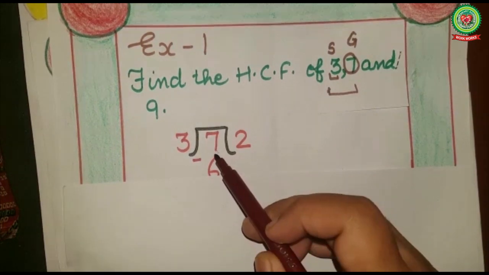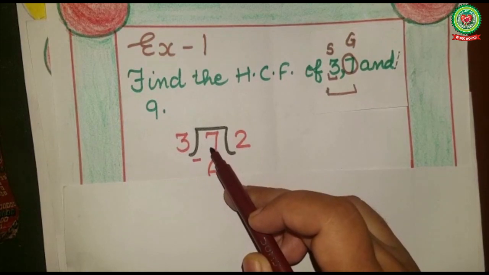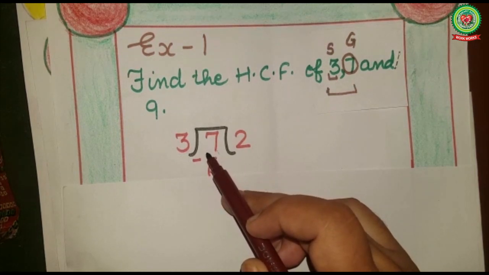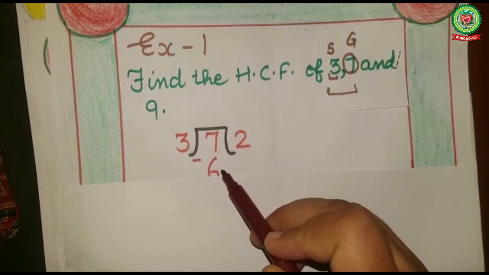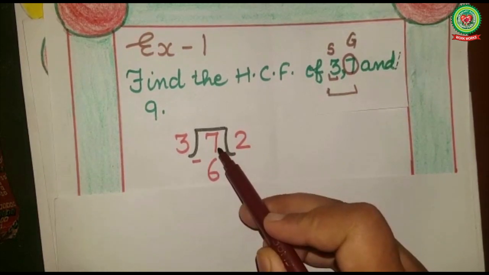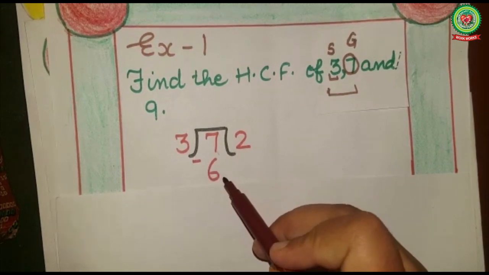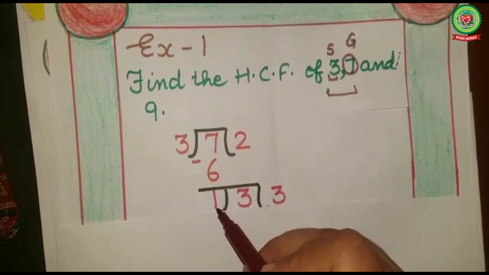Now students, we will check on 3 table 7 comes or not. Yes, on 3 table 7 doesn't come. So tell me the number which is less than 7 and comes on 3 table. Yes, and that number is 6. 3 twos are 6. 6 is that number which comes on 3 table and less than 7. Next step is minus. 7 minus 6 is equals to 1.